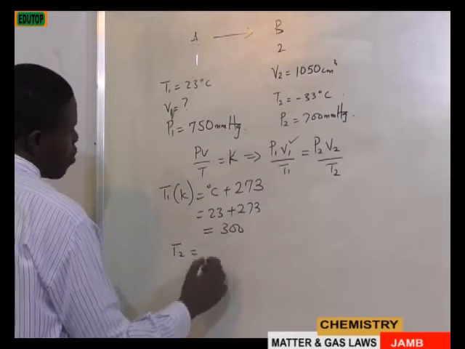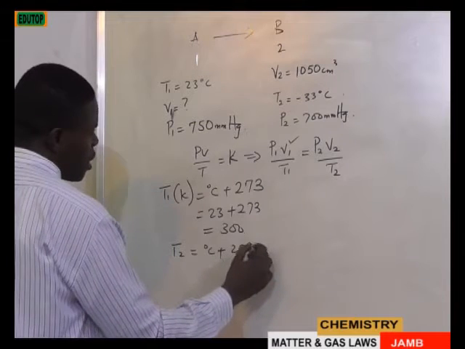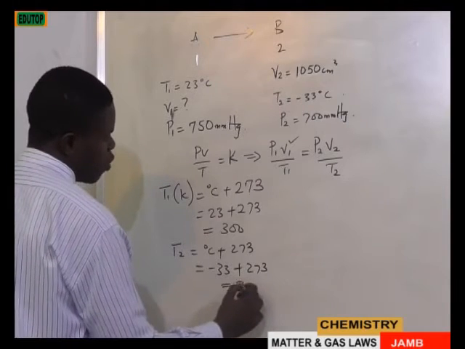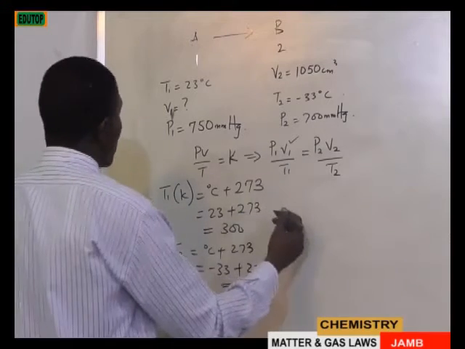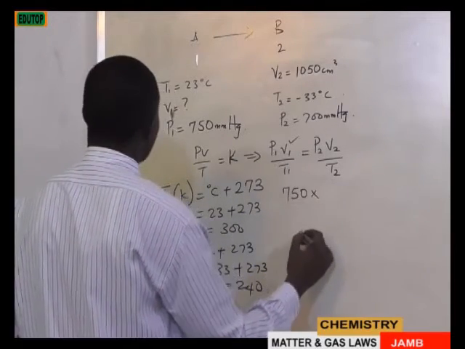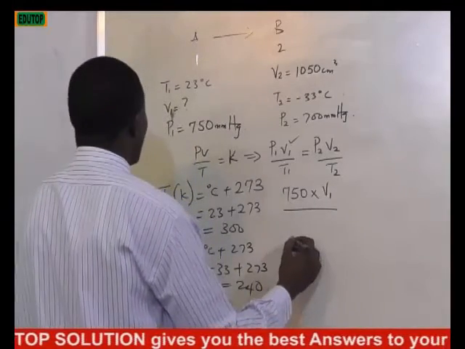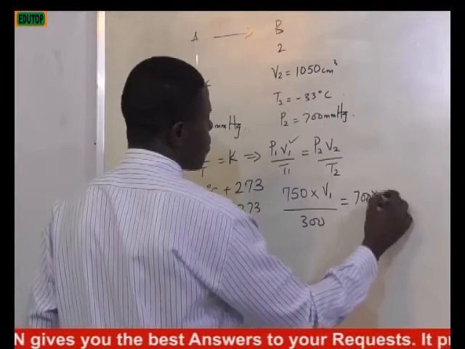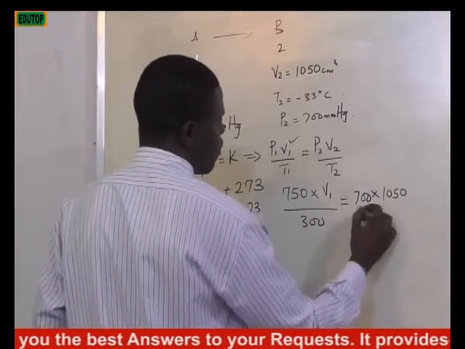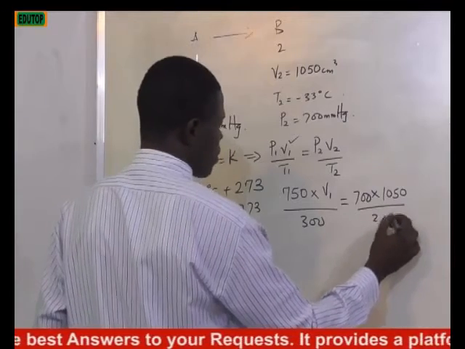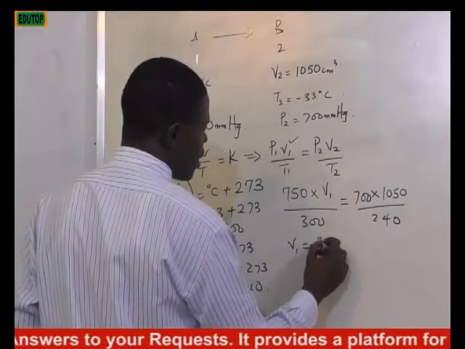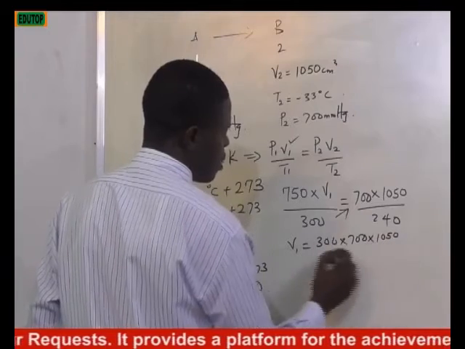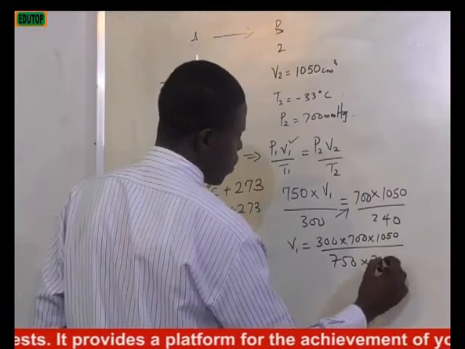Then T2 will also be degrees Celsius plus 273. And what is our degree Celsius here? Minus 33 plus 273, and that will definitely give us 240 in Kelvin. Then we can now come back here. P1, 750 times V1, that is what we are looking for, over T1, which is 300, equals P2, 700 times V2, 1050, divided by T2, that is 240. So V1 will be 300 times 700 times 1050 divided by 750 times 240.